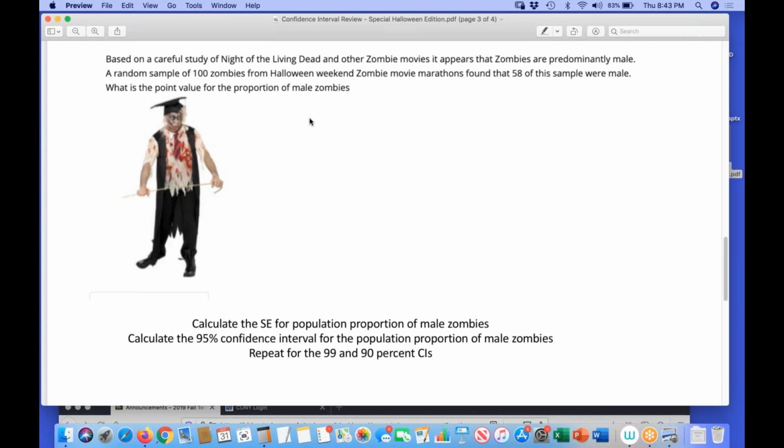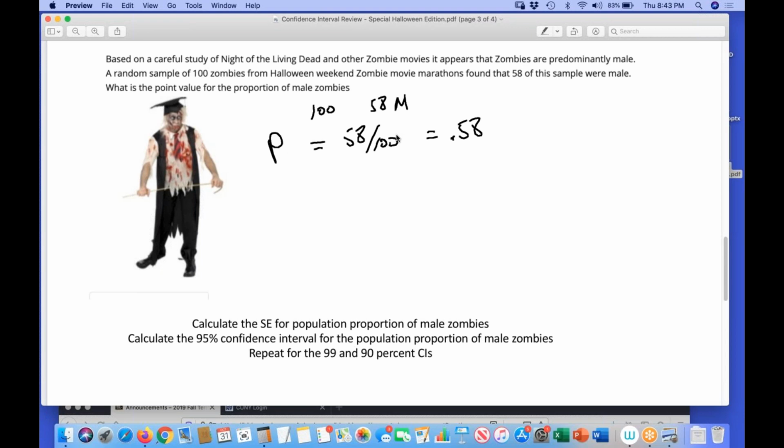So we randomly selected movies and randomly selected 100 zombies, and we recorded whether they were male or female. It turns out that out of 100, 58 were male, right? So what's the point value for the proportion of male zombies? It's 58 out of 100, or 0.58. Based on our sample, 58% of zombies are male. Okay, so I'm going to put over here, p is equal to this.